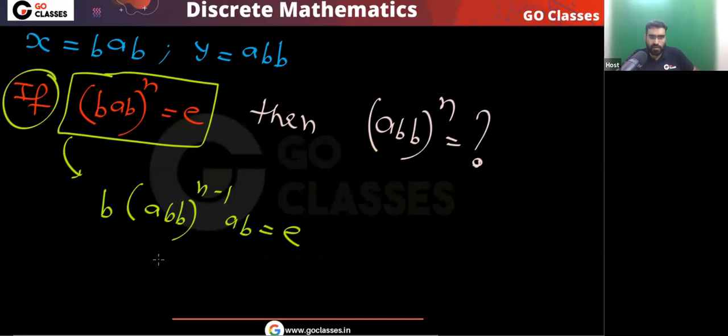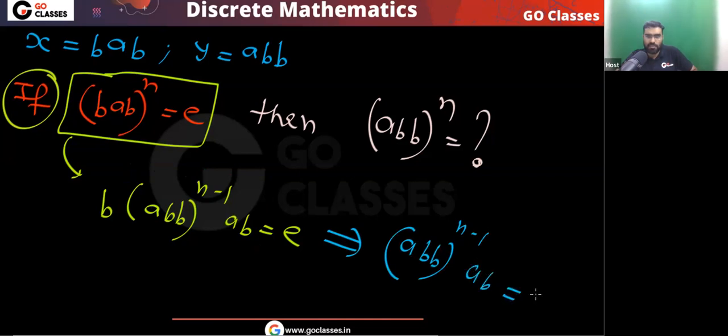Now from here, what is ABB power N minus 1 AB? What is that equal to? Tell me. From here, what will this be? This will be B inverse. You can think like this. So you got B inverse.